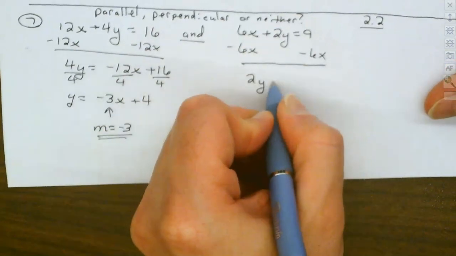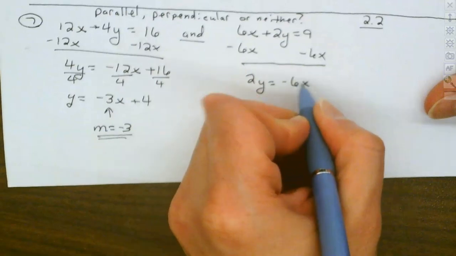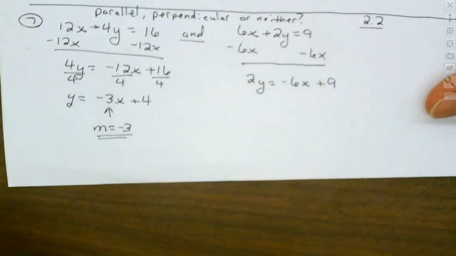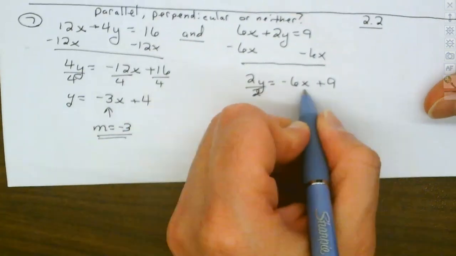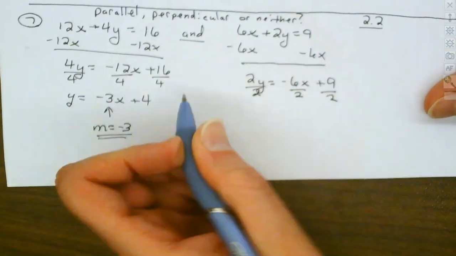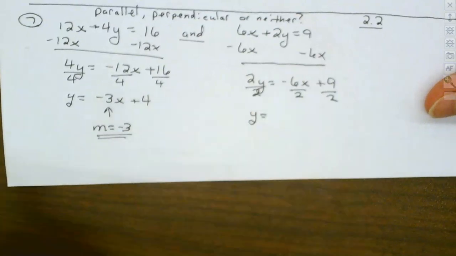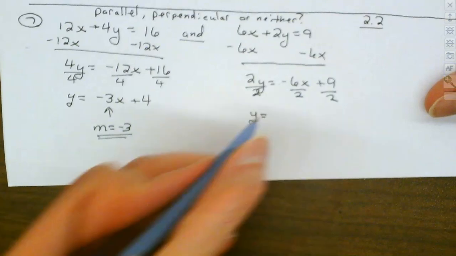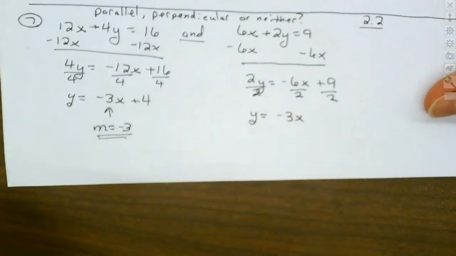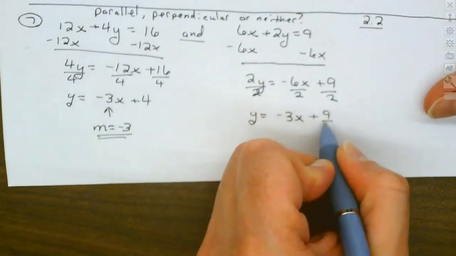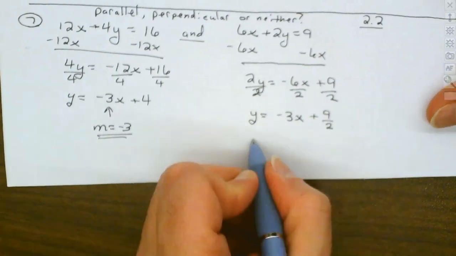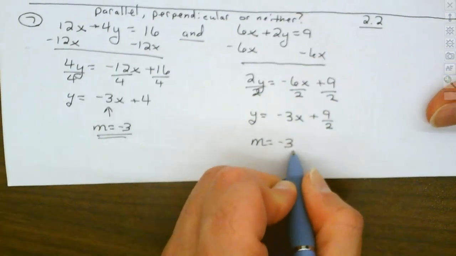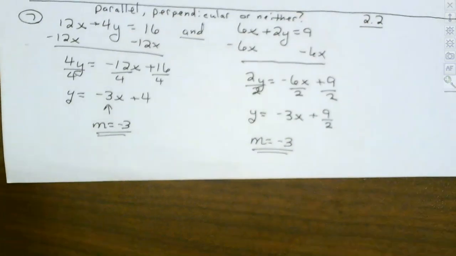And that is 2y equals now a negative 6x plus 9. Okay, we'll divide by our 2. And that leaves you with y equals negative 6 divided by 2. That makes it a negative 3x. And then we have our 9 halves there. So my slope again would be a negative 3, wouldn't it? Right? So both of these have the same slope.